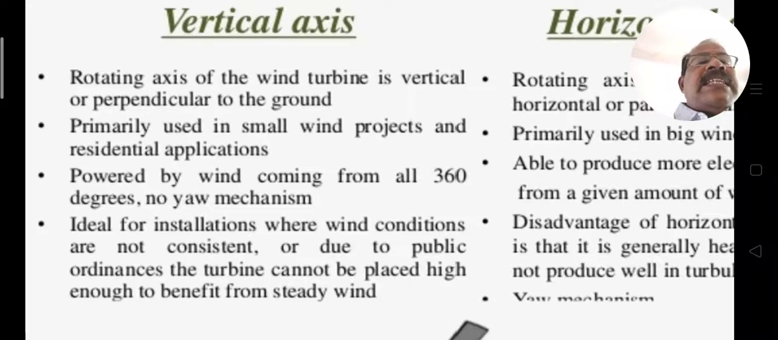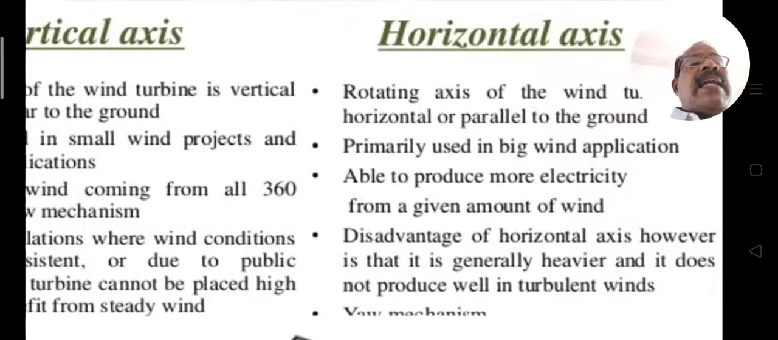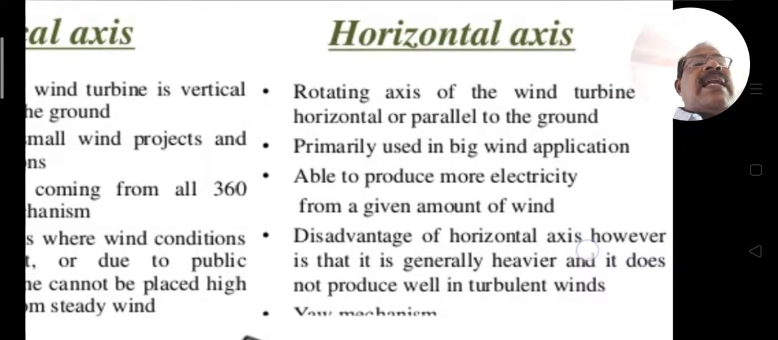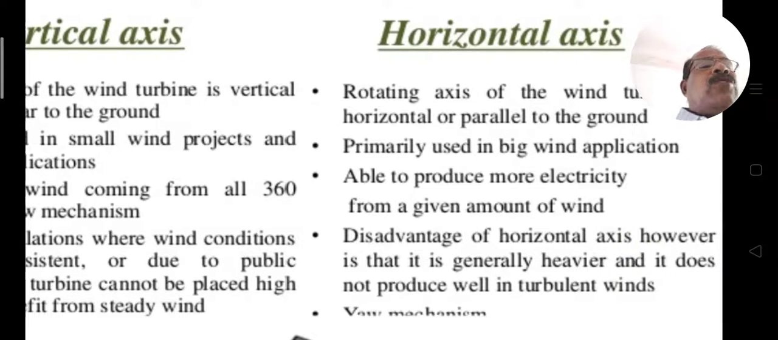So they are ideal for installations where wind conditions are not consistent, or where, due to public ordinances, the turbine cannot be placed high enough to benefit from steady wind. These are some restricted areas where we can install vertical axis wind turbines. Now horizontal axis wind turbines: the rotating axis of the wind turbine is horizontal, or parallel to the ground, and they are primarily used in big wind applications and are able to produce more electricity from a given amount of wind.